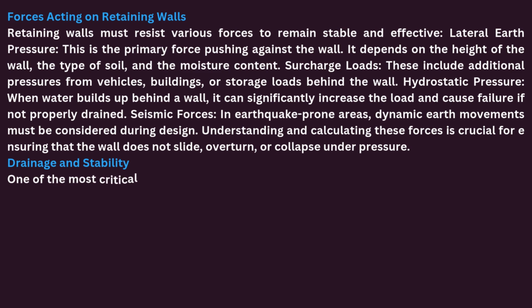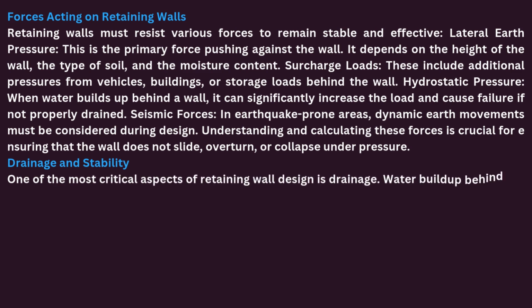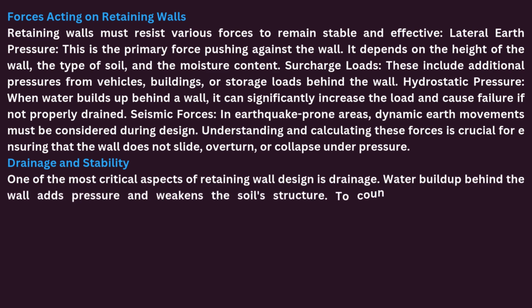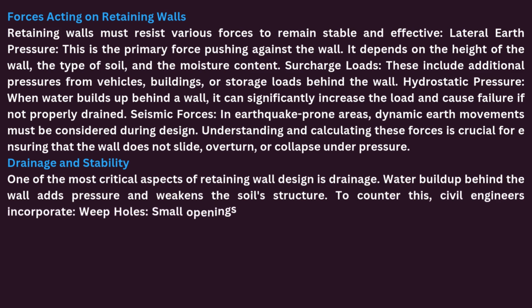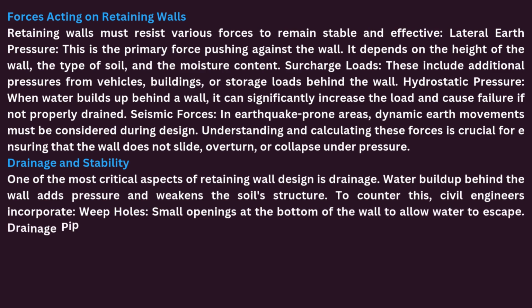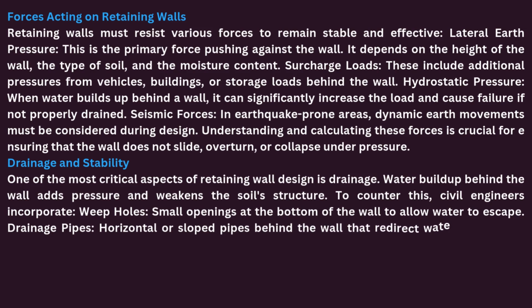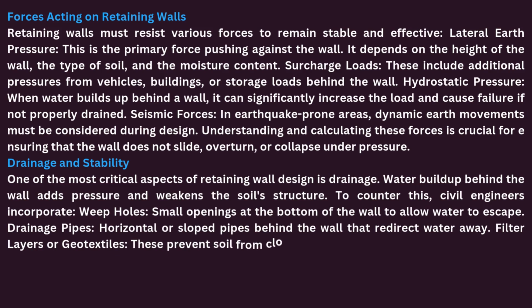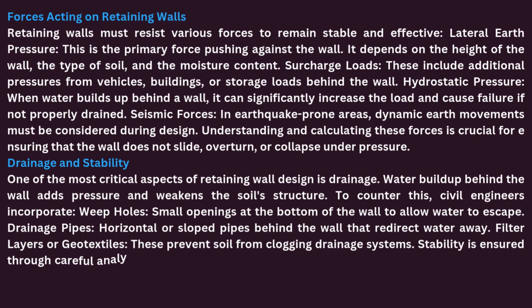Drainage and stability. One of the most critical aspects of retaining wall design is drainage. Water buildup behind the wall adds pressure and weakens the soil structure. To counter this, civil engineers incorporate weep holes, small openings at the bottom of the wall to allow water to escape. Drainage pipes, horizontal or sloped pipes behind the wall that redirect water away. Filter layers or geotextiles. These prevent soil from clogging drainage systems.